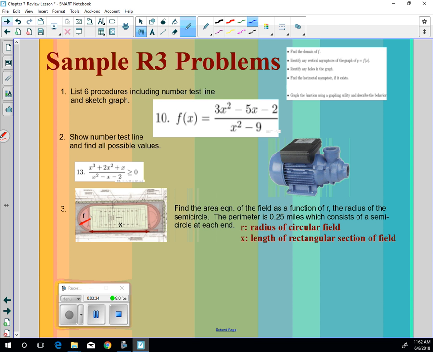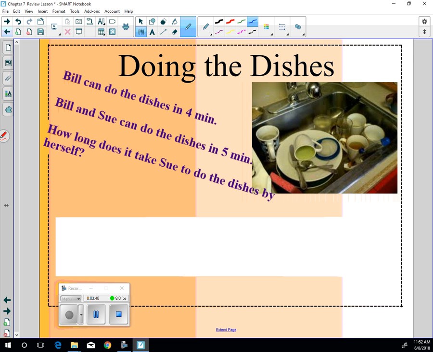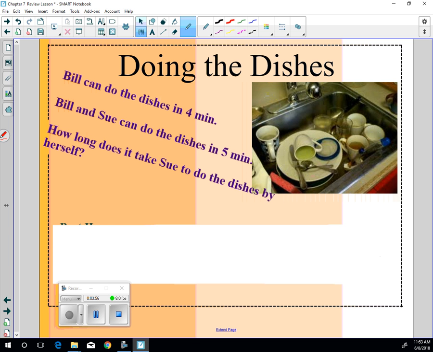They're good for trying. Did I skip something back here? Yes, I did a couple of these. Bill can do the dishes in 4 minutes. Bill and Sue can do the dishes in 5 minutes. How long will it take Sue to do them by herself? This one's kind of interesting because when you do the rate of this one, the rate of Bill plus the rate of Sue equals the rate of both. Okay, so Bill is one job in 4 minutes, Sue is one job in X minutes, and both are one job in 5 minutes.